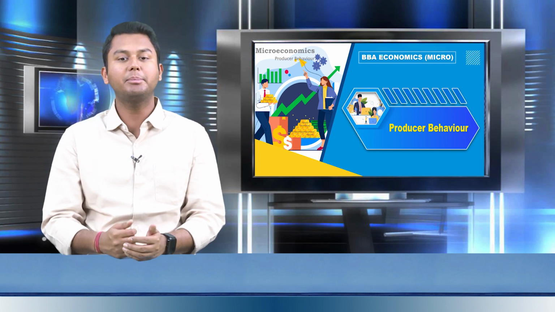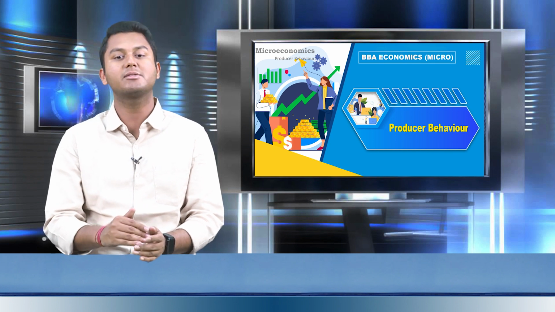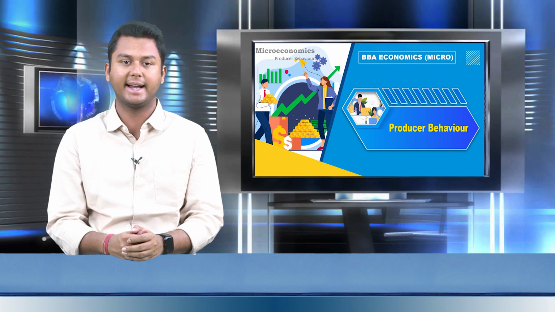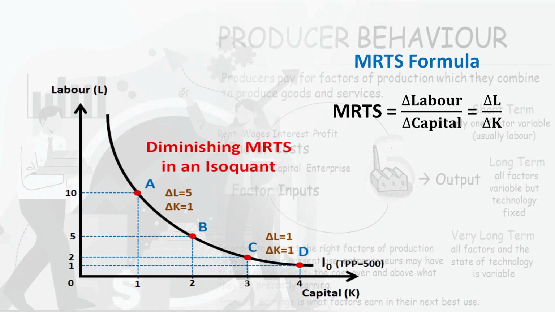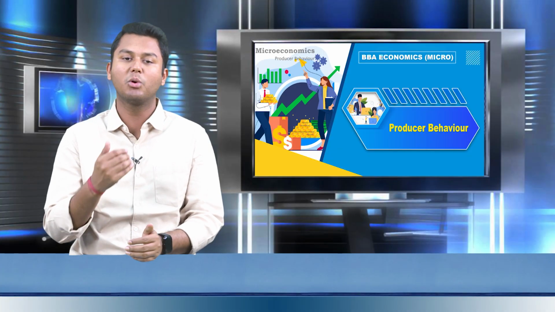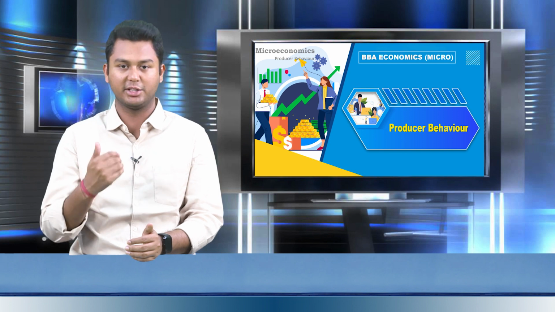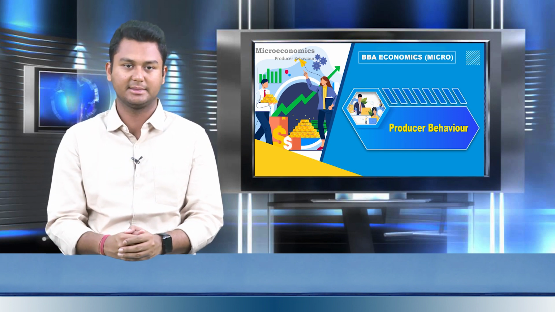The slope is steeper at the left side of the curve and flattens as we move to the right, which indicates that diminishing marginal rate of technical substitution is at play. The reason for this changing slope is that as more and more of one input is used, its effectiveness in replacing the other input decreases.